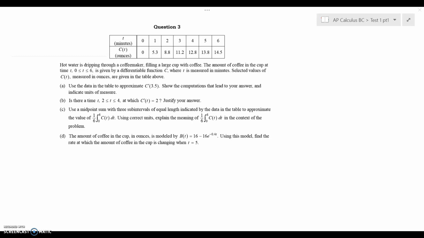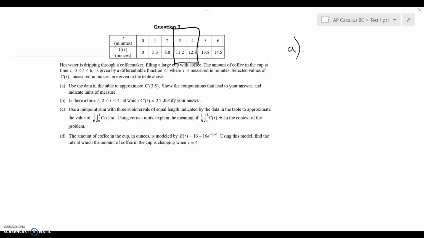Using the data in the table, approximate the derivative at 3.5. So we don't have a function for it. We don't need to find a function for it. We just need to figure out from 3 to 4 what the rate of change is, and we're going to use that as our approximate. And then it says show computations that lead to your answer. So I'll just do that part A over here. We're going to just find slope from those 2 points and then indicate units of measure. So we'll say what our units of measure are.